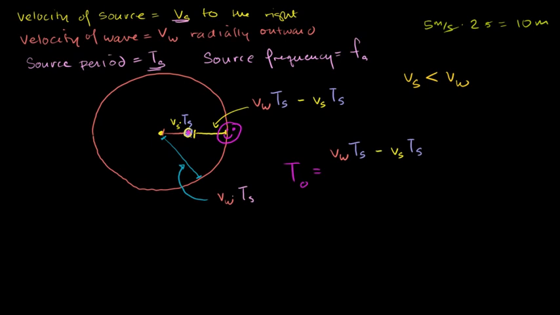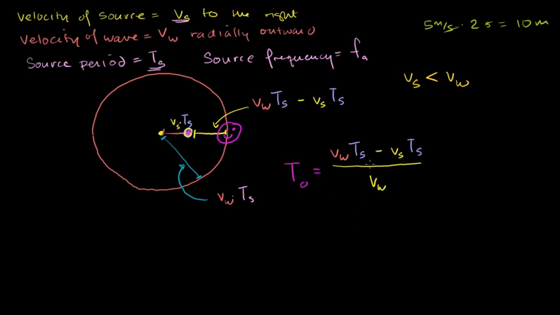So it's going to be this distance that that next pulse is going to travel, the one that's getting emitted right at that moment, divided by the speed of that pulse, or the velocity of the wave, and we know what that is. That is v sub w. Now, this gives us the period of the observation.